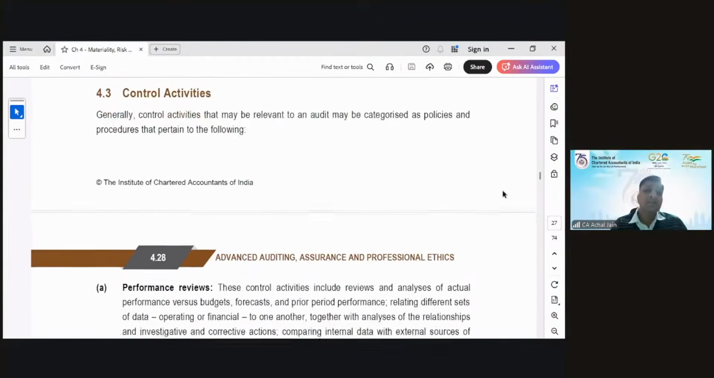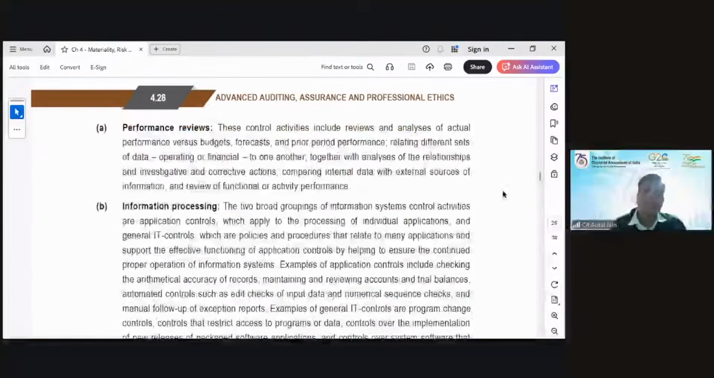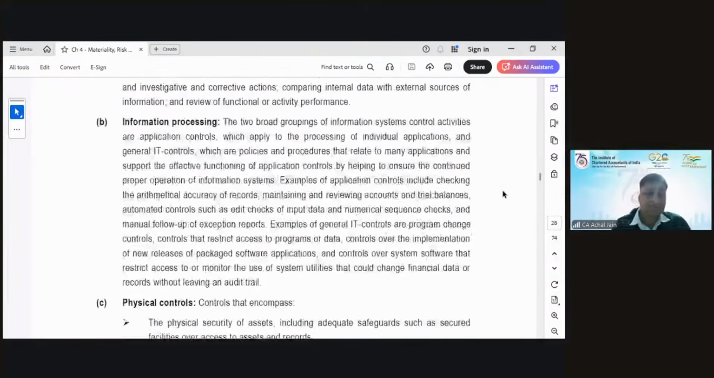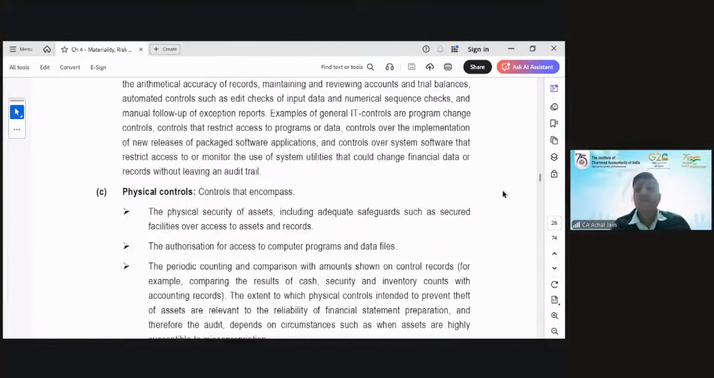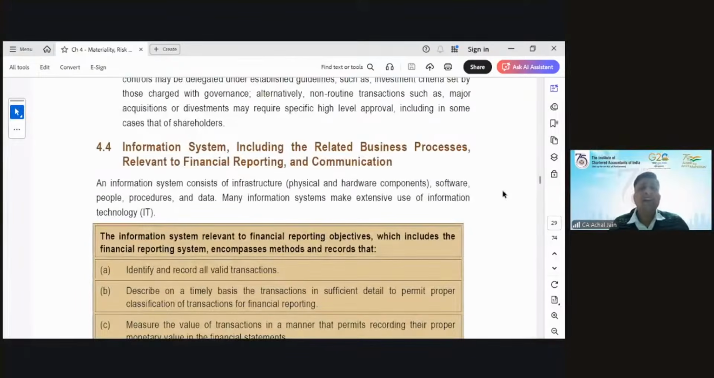Control activities. Now, what do you mean by it? Control activities that may be relevant to an audit. So you can say now we are talking about policies and procedures in relation to performance reviews, in relation to various aspects, information processing, physical controls, which could be there, and the delegation of duties. So all of these aspects are covered therein.